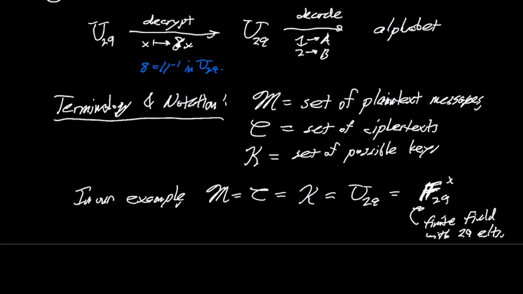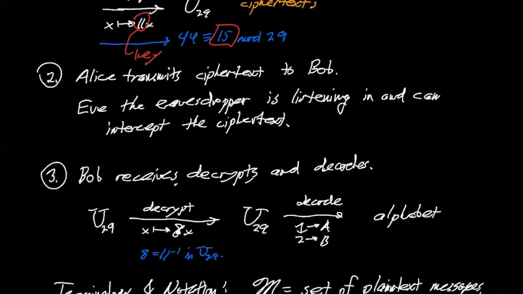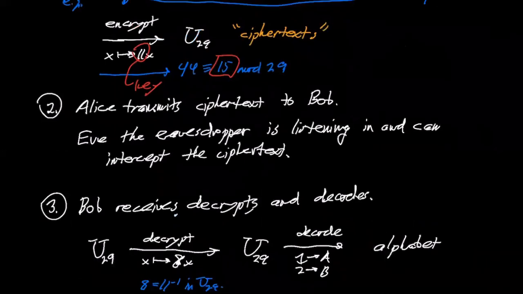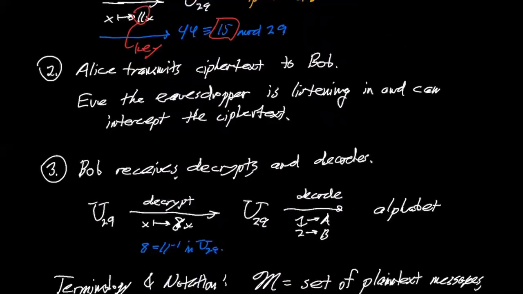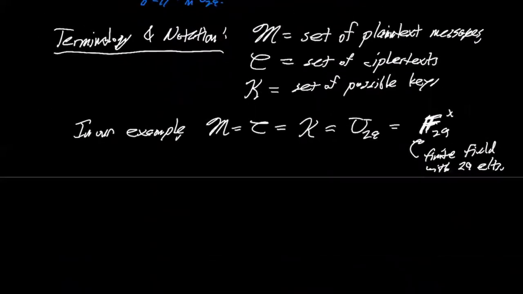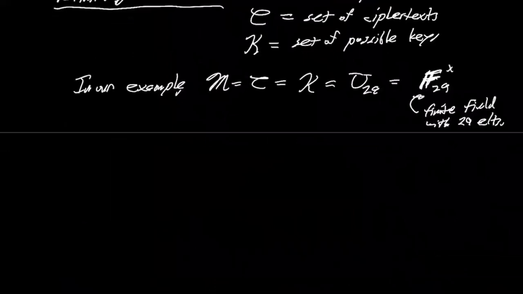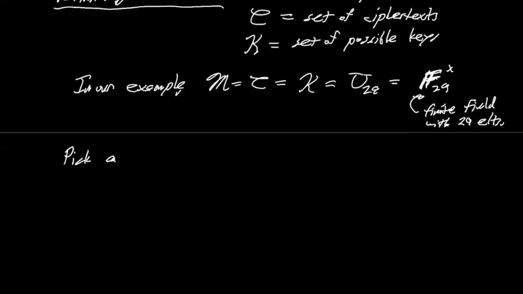Notice the key could have been any number. We chose 11 up here, but it could have been 7 or 23 or whatever. So that's why the key space is the same; we could choose the keys. So we pick a key, little k, in the big K set.